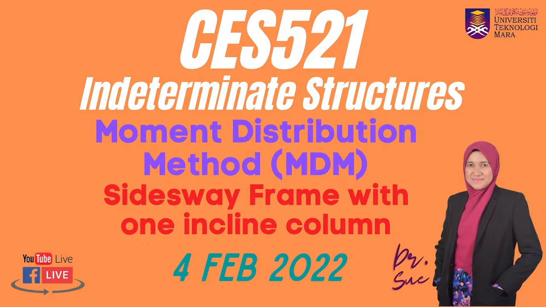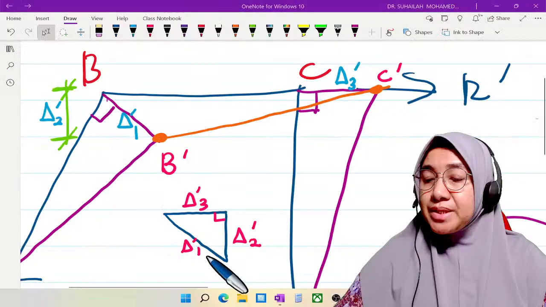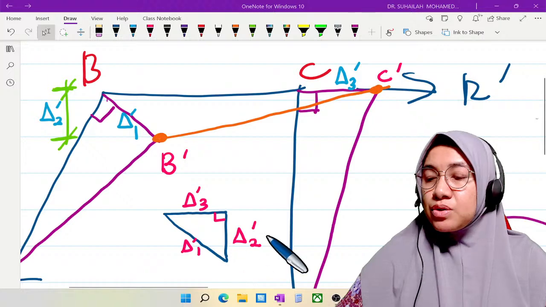Okay, so this is delta 1. Delta 1 is parallel with this. Okay, delta 2, this is delta 2, belonging to the beam. It is a vertical displacement, because the beam is a horizontal member. So this is delta 2.